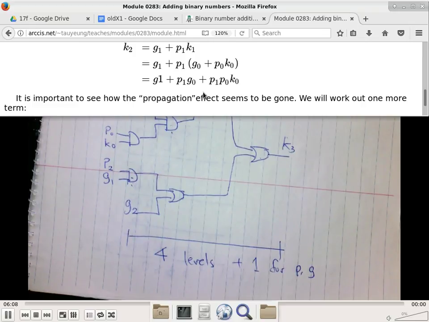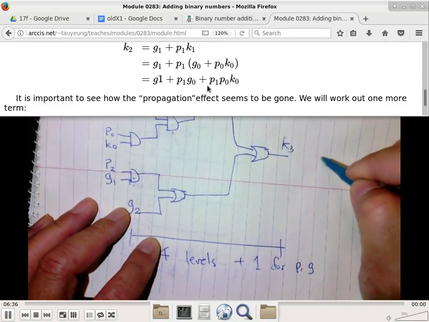We only need 3 levels. Okay, so this is 1, this is 2, and these two can be computed at the same time. So this can be computed at the same time as the first level. This can be computed as the second level. So yes, 3 levels of gates is enough already for this one.